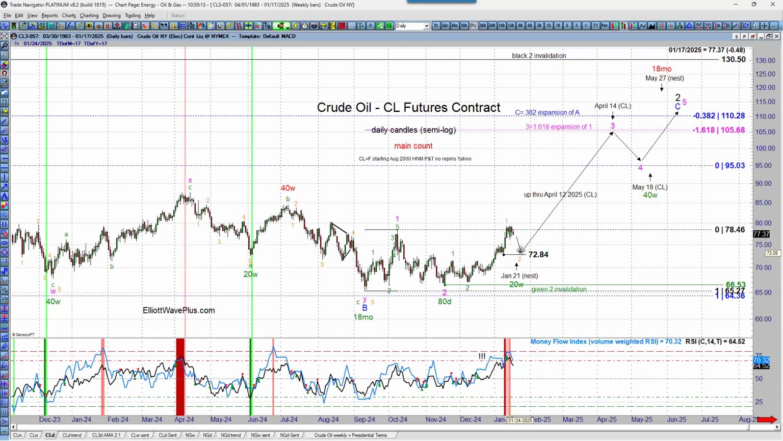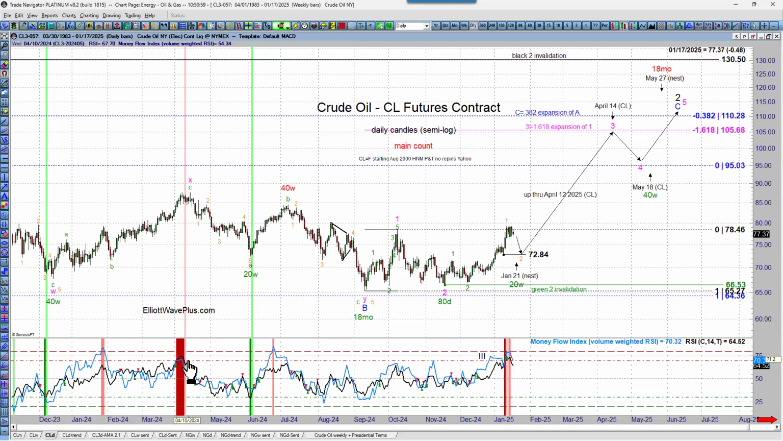And if we did move back down to the wave 4 of 1 lesser degree, so notice this is a 1 and a 2 and then a 1 and a 2, and then 1, 2, 3, 4, 5, another 1 and a 2, it would move back to 72.84. So we're currently at 77.37. I would look for about an additional $5.50 to the downside to the wave 4 of 1 lesser degree before it kicks back into a rally, and that next rally goes up through mid-April.